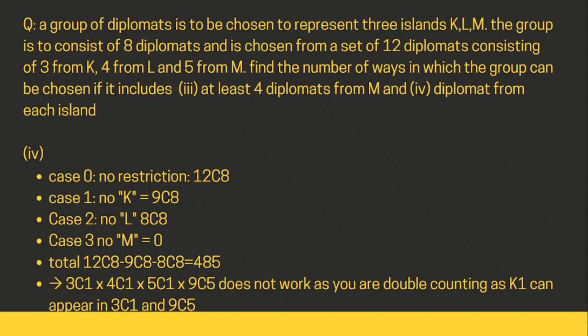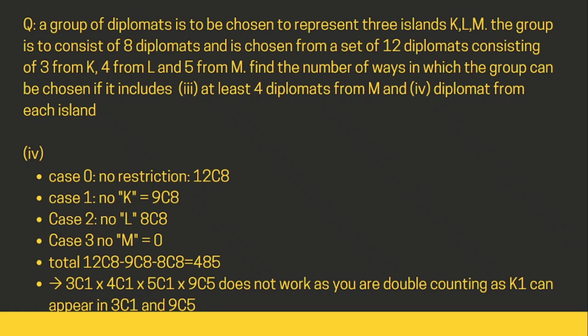So part 4, they want to create a scenario where there's a diplomat from each island. Part 4, find the number of ways if there's a diplomat from each island. So, for this case, we again try to use the complement method. So with the complement method, we try to take no restriction, minus the scenario where there's no K, there's no L, and there's no M.